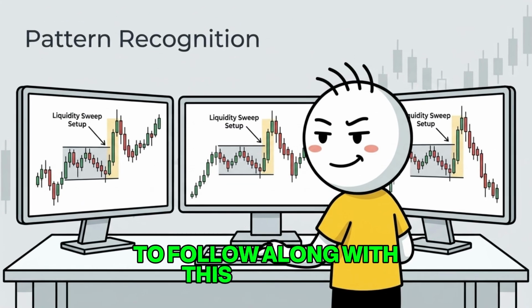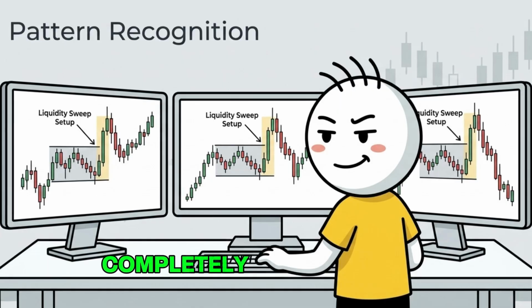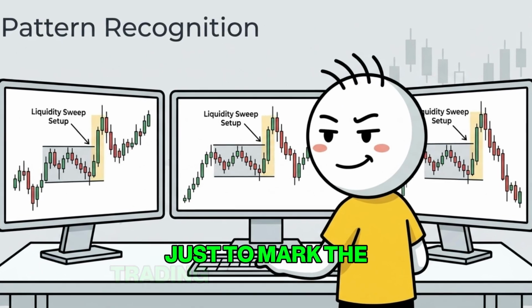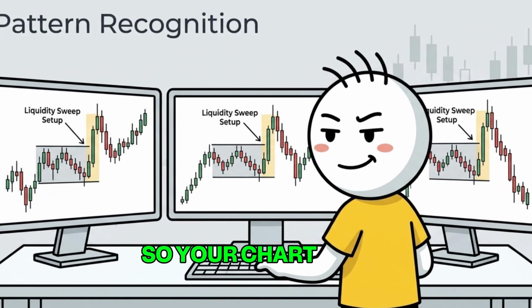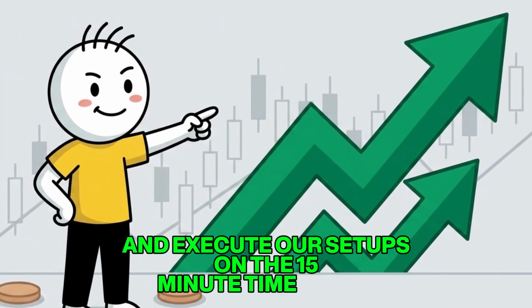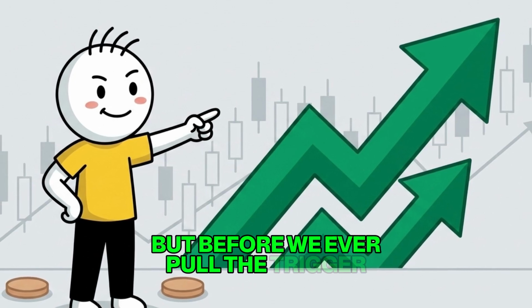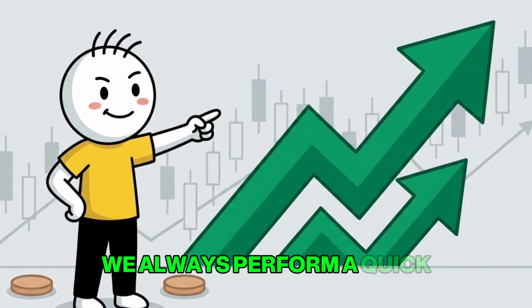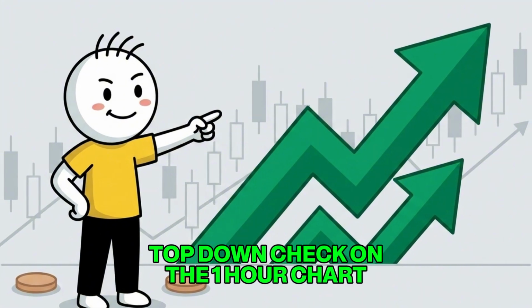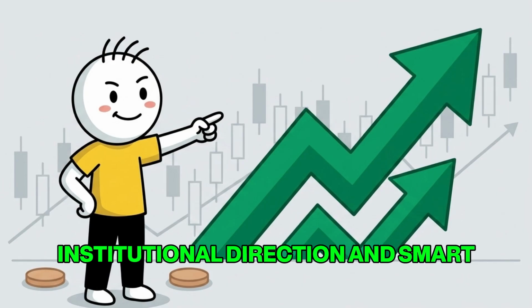To follow along with this strategy, you won't need a messy chart. In fact, you'll only need one clean, completely free indicator just to mark the trading sessions clearly, so your chart stays clutter-free. We look for and execute our setups on the 15-minute time frame. That's where our entries live. But before we ever pull the trigger on a trade, we always perform a quick top-down check on the 1-hour chart to keep us safely aligned with the overall institutional direction and smart money flow.